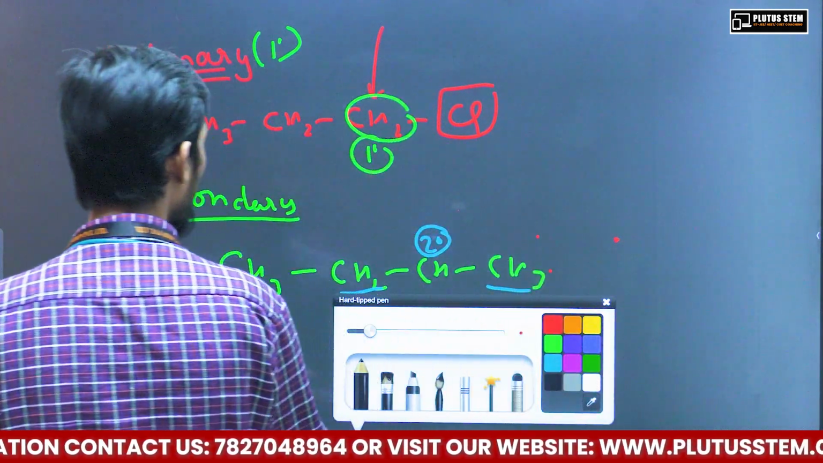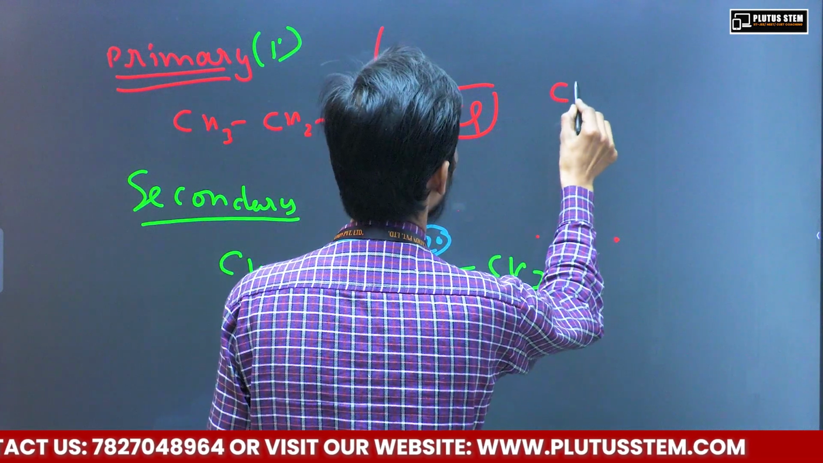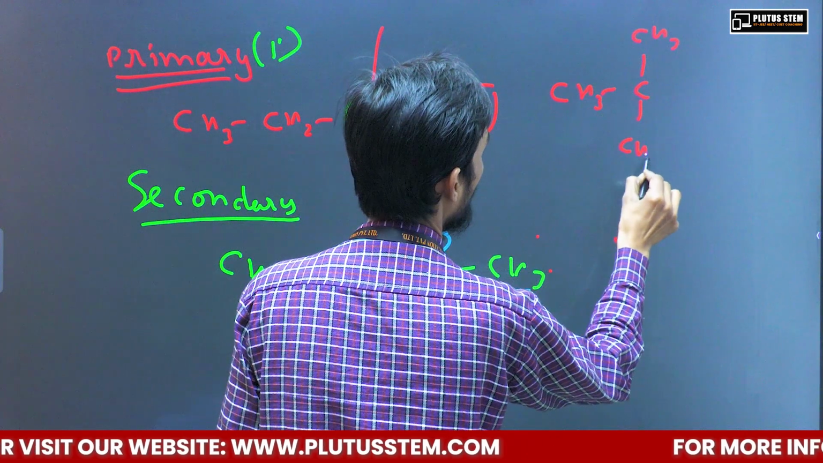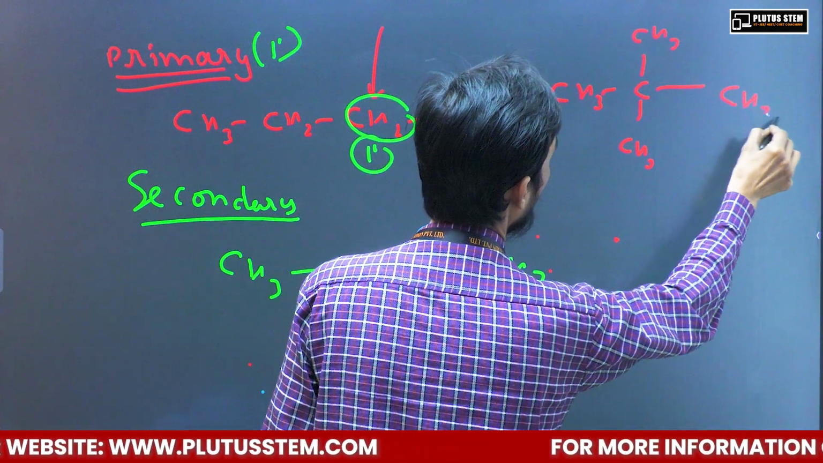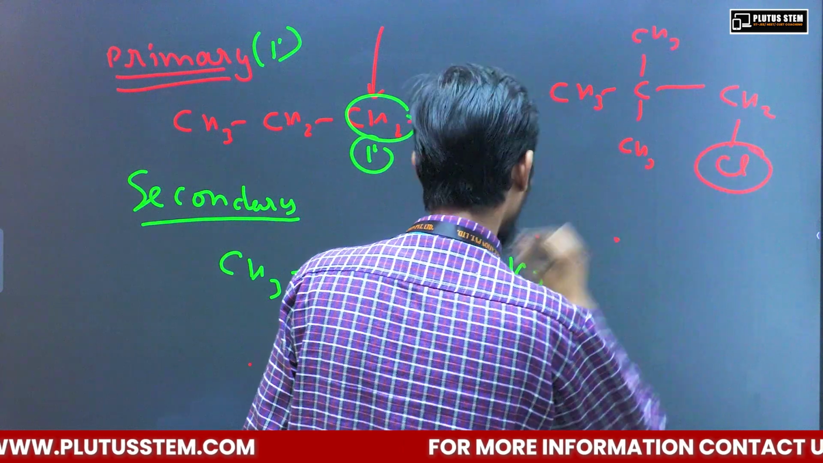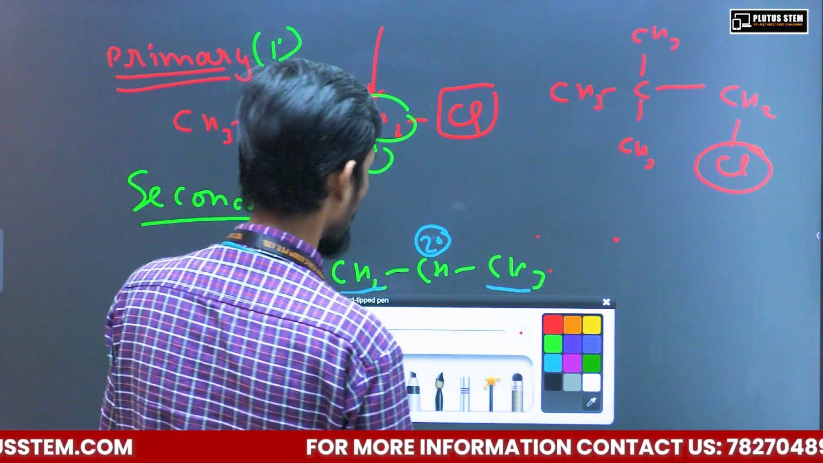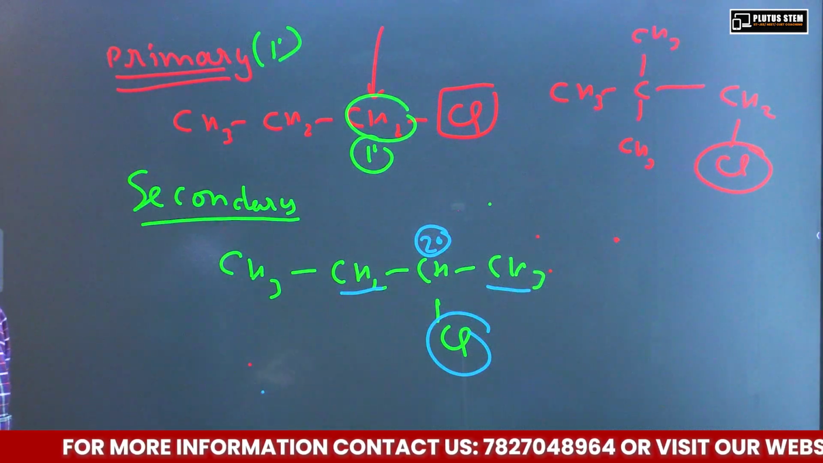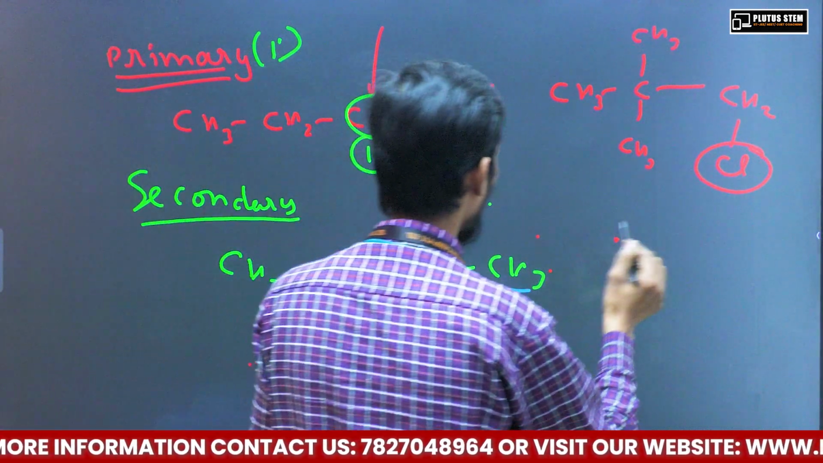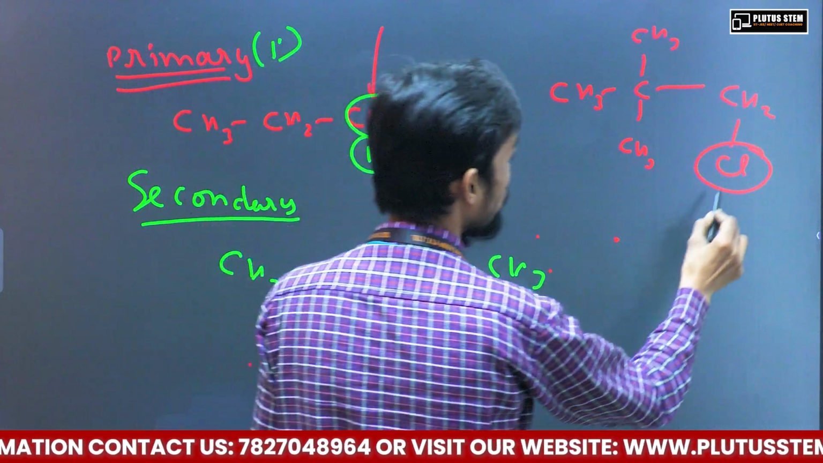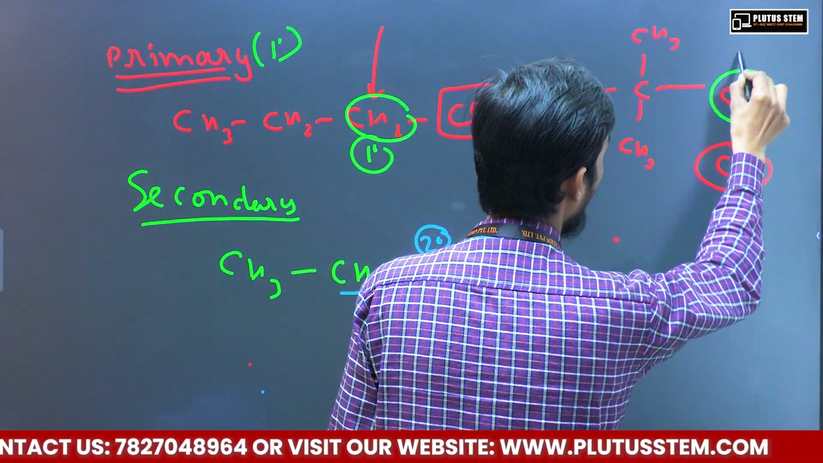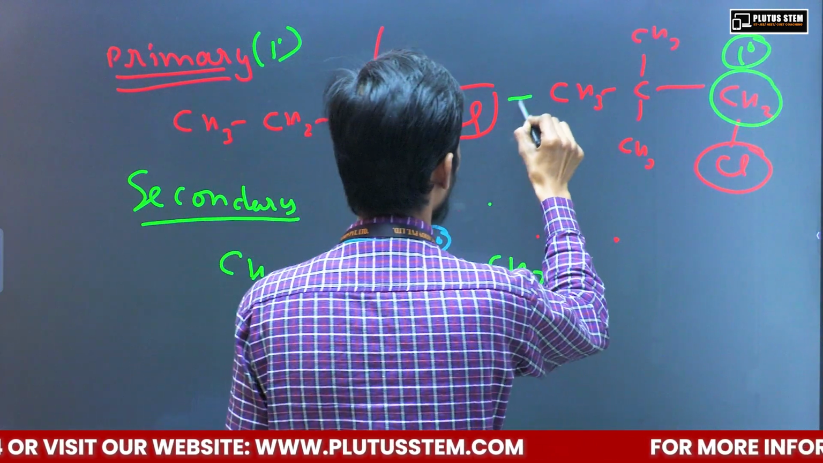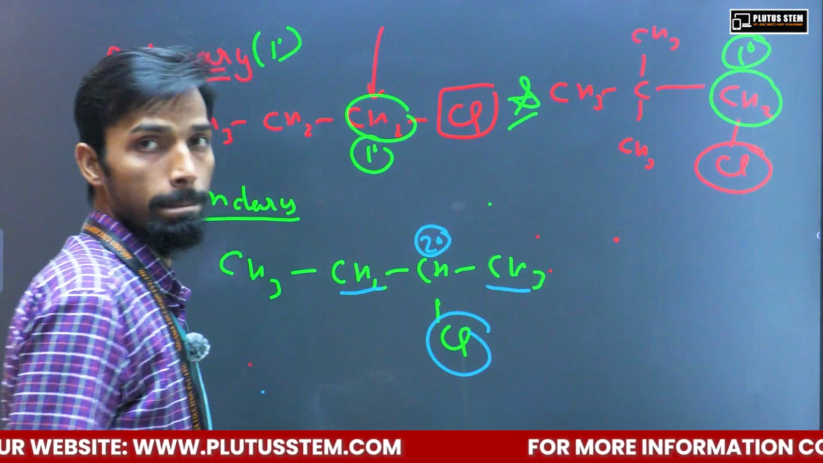And regarding this, if we have an example, what do you expect about this carbon? If I ask you whether this is primary, secondary, or tertiary, which type of carbon is this? Sorry, halogen it is. It is attached to this carbon, and this carbon is 1 degree. So that's why it is also going to be a primary carbon. Clear or not?